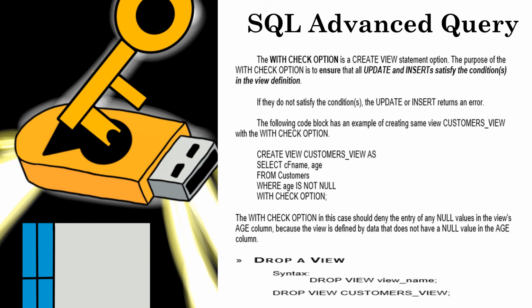And to drop a view, the syntax is DROP VIEW followed by the view name. For example, we created customers_view. If you want to drop that view, you just type DROP VIEW customers_view, and then we execute the structured query language.